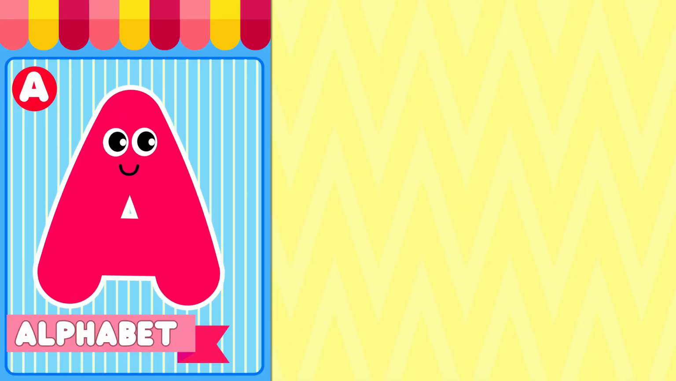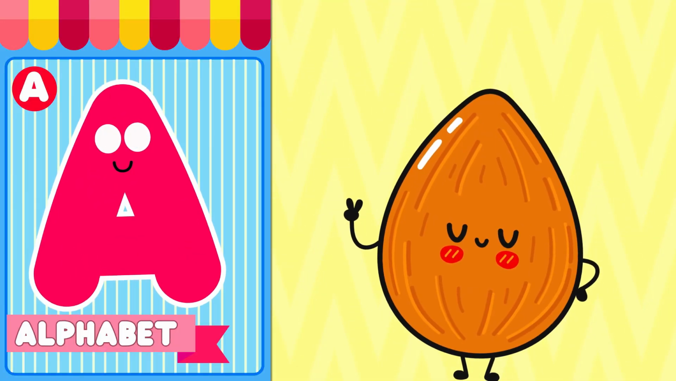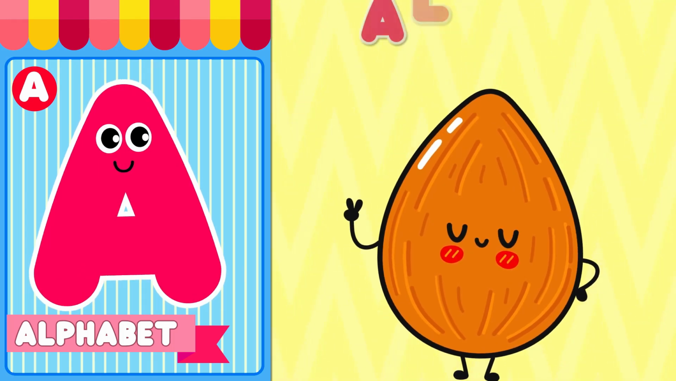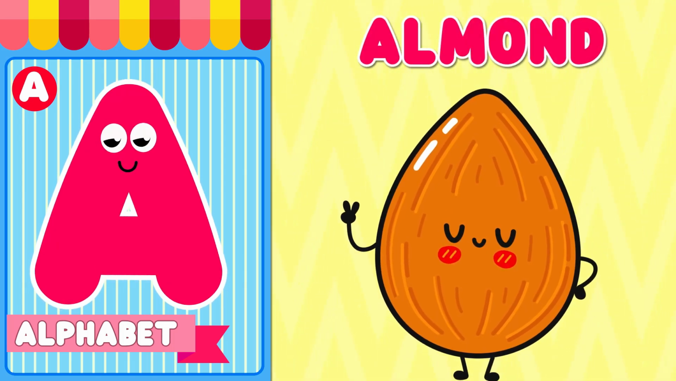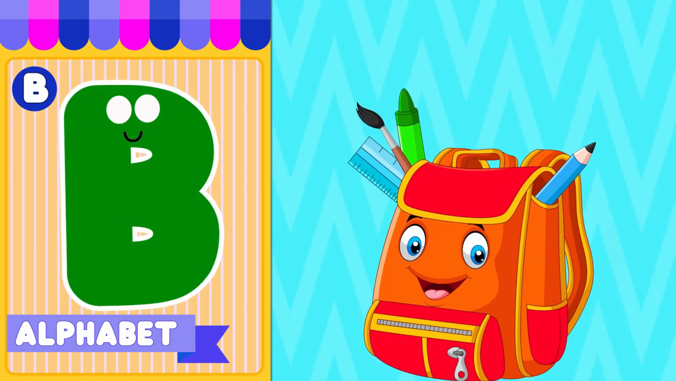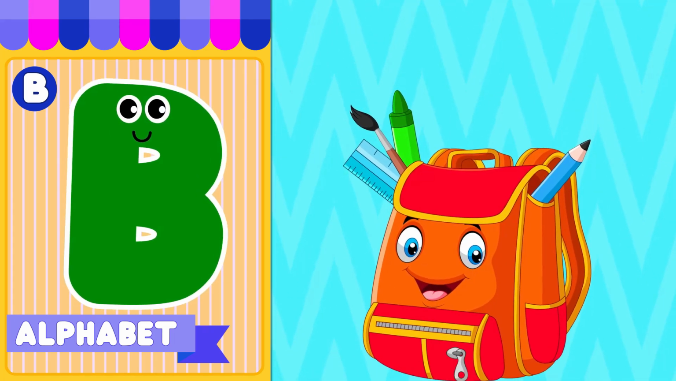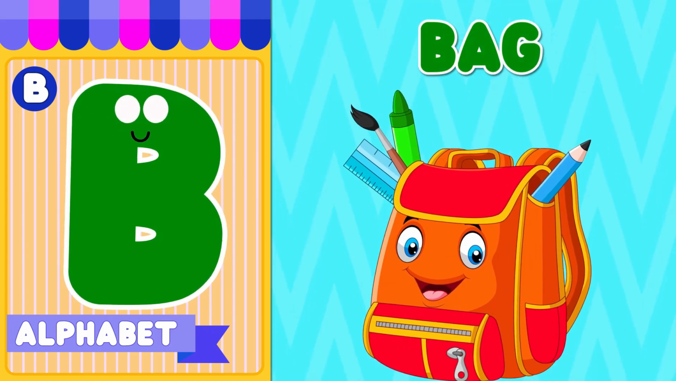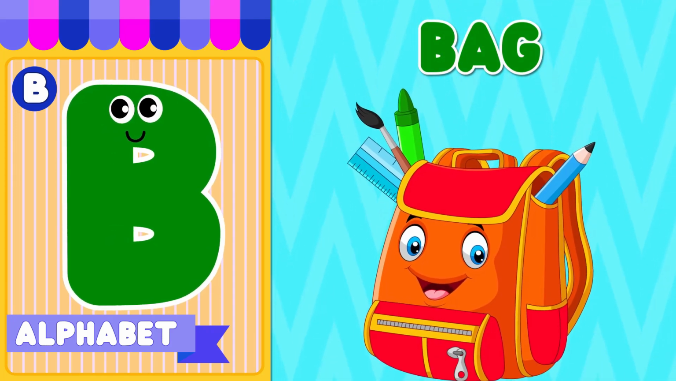The alphabet A. A for almond. Almond. A for almond. It's the alphabet B. B for bag. Bag. B for bag.